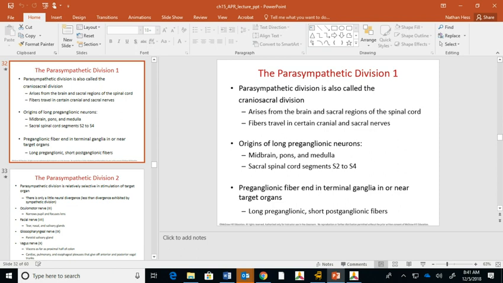The ganglions for these happen almost right next to the organ they're going to. Does that make sense? Sometimes actually even in the organ itself. Your textbook talks about that.